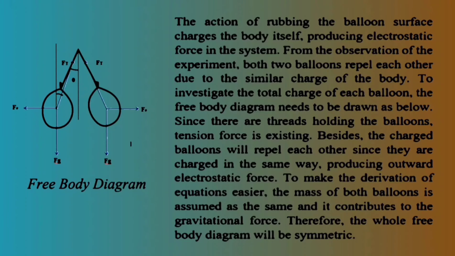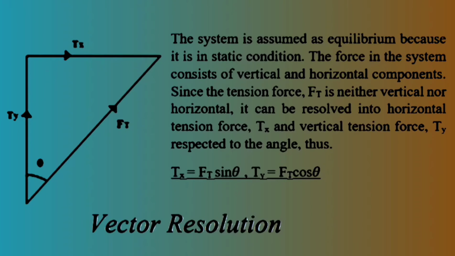To make the derivation of equations easier, the mass of both balloons is assumed to be the same and it contributes to the gravitational force. Therefore, the whole free body diagram will be symmetric. The system is assumed to be in equilibrium because it is in a static condition. Force in the system consists of vertical and horizontal components. Since the tension force Ft is neither vertical nor horizontal, it can be resolved into horizontal tension force Tx and vertical tension force Ty, with respect to the angle. Thus, Tx is equal to Ft sin theta, and Ty is equal to Ft cos theta.